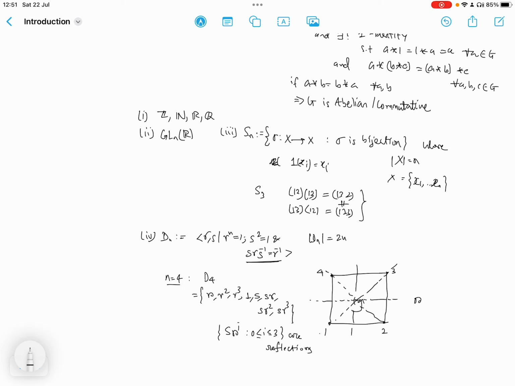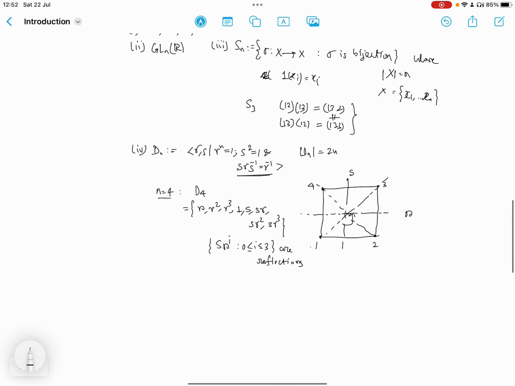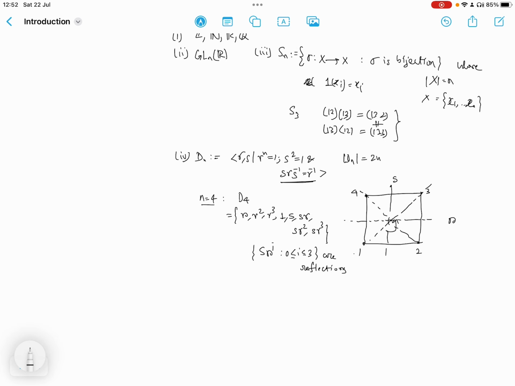Because if you fix, say, I'm calling this reflection S, then if you just fix this reflection and rotate the square appropriately, you will get all the other four reflections. So this is just S, and one of them will be SR, then SR squared and SR cubed. And you can also see that each of them is of order 2 by just direct computation.